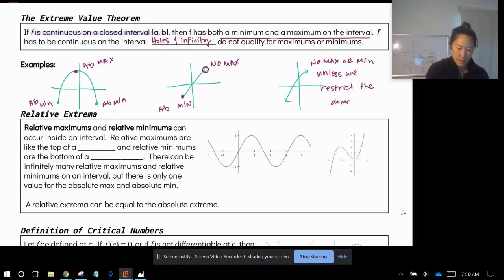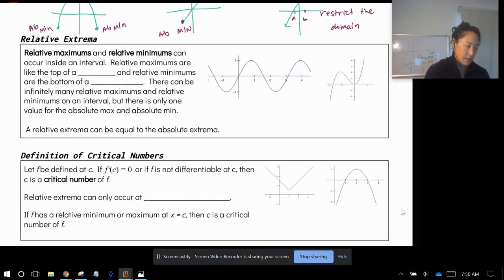So if we said that the domain was between a and b, then we would have endpoints and we would have a min and a max. But since the graph is going through to negative infinity and positive infinity, we have no maxes or mins.